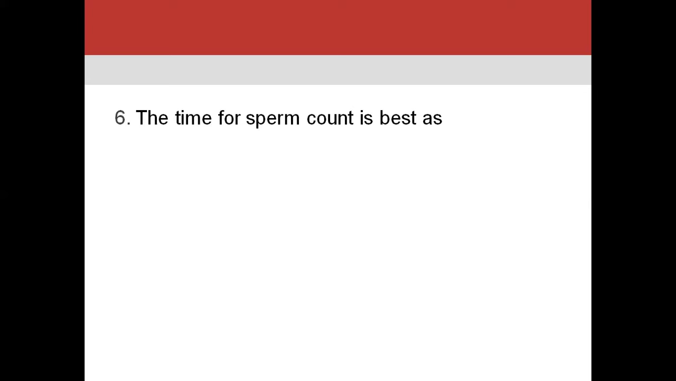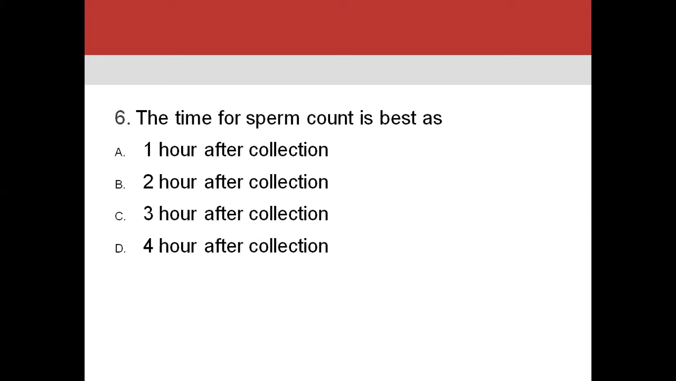Next question, the best time for sperm count is: option A, 1 hour after collection; option B, 2 hours after collection; option C, 3 hours after collection; option D, 4 hours after collection. Here the right answer is option A, 1 hour after collection.